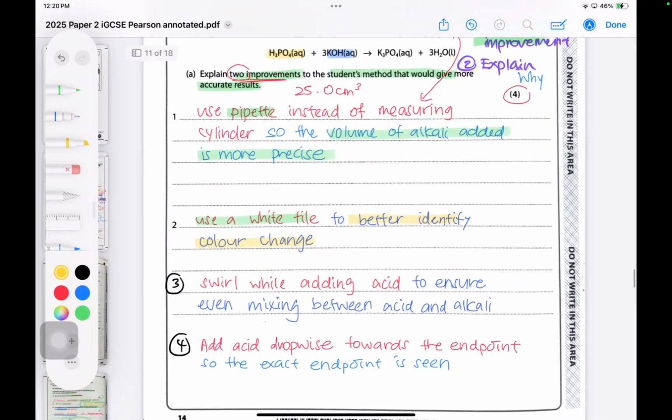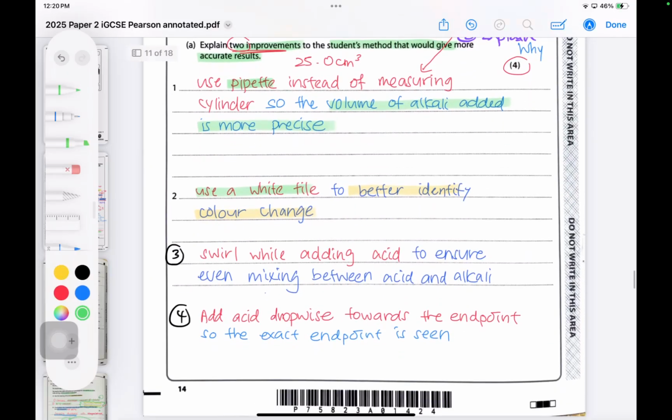Okay. The other possible answer is when you are adding the solution, you should do a swirl. Maybe at the end of the video, I'll show you how swirling looks like. Why the swirling is important, or even stirring, is to ensure that there's even mixing between the acid and the alkali. So as you add, you should do the swirling.